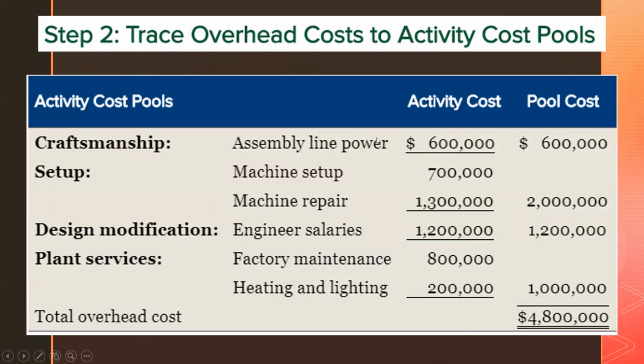They said assembly line power is going to be craftsmanship. So that's all by itself. It's going to be that $600,000. The setup, they said, hey, machine setup and machine repair, we're going to base those on the same thing. We're going to group them together into a cost pool called setup. So we add those 2 together to get a $2 million total. Design modification, that's going to be our engineer salaries. Those engineers are making some good money. They're making 1.2 million.